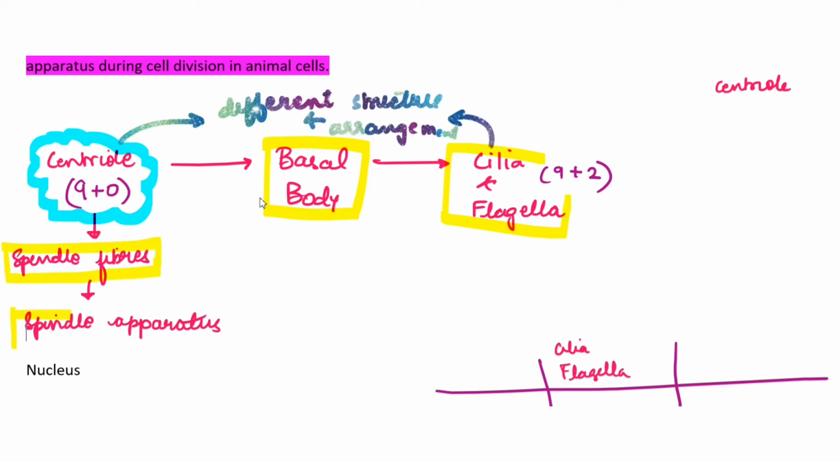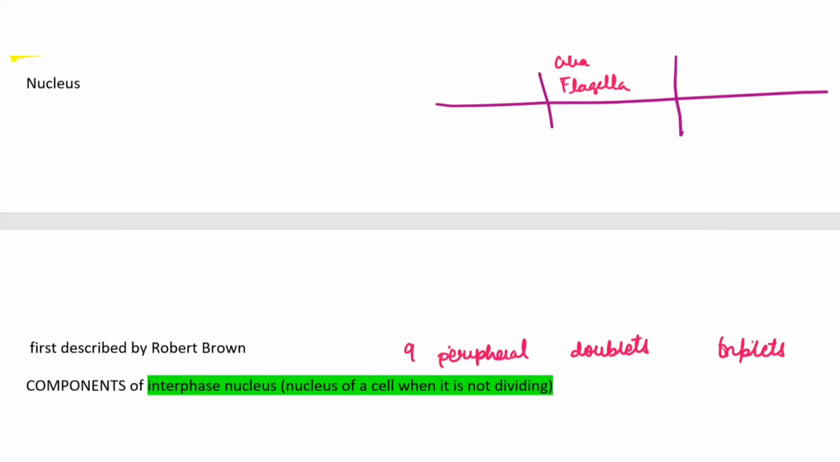So this flowchart makes everything simple, makes all the lines given in your NCERT simple. So this is a super trick. You can remember this in a flowchart so that you'll never forget. Okay, so enough about centriole, cilia, flagella and centrosome. Now let's talk about the next organelle, which is nucleus, the control room of the cell.